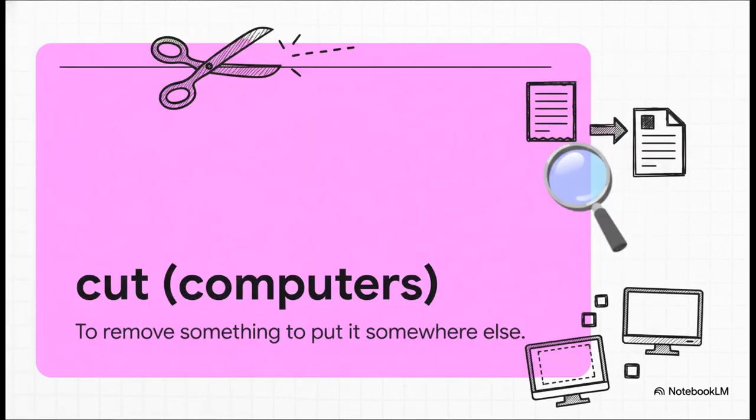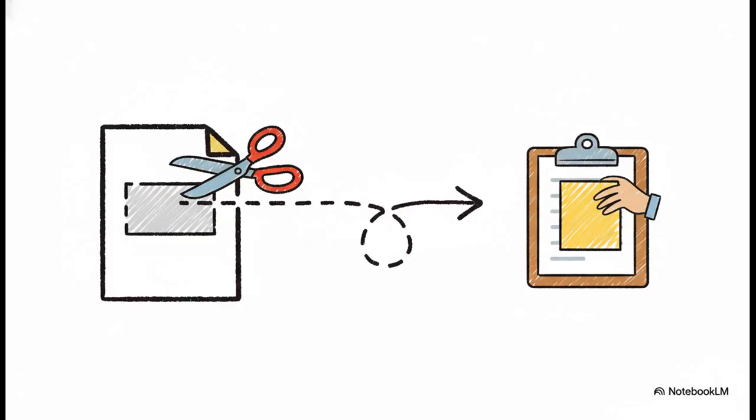And then, of course, there's the digital version, the one we all use 100 times a day. In computing, to cut something is to remove it, but with the specific intention of putting it somewhere else. What's so interesting here is that the digital cut is really only half of the team. You can't really talk about it without its partner, paste. It's a 2-part process. One action removes, and the other one places.